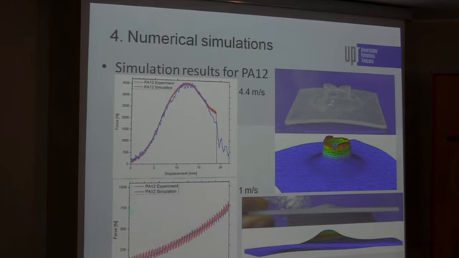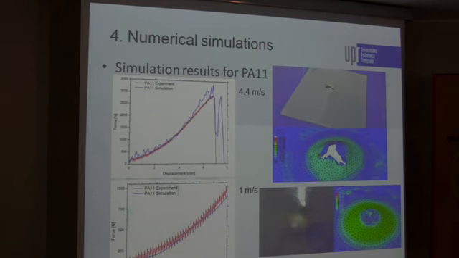For the slow test at 1 meter per second, we obtain an overestimation of the remnant deformation. This is because Abaqus doesn't allow viscoelastic effects with plasticity, and there was no recovery in our model, unlike the experimental specimen. In the case of the PA11 component, we also anticipated the rupture very well, but with a bit higher forces.